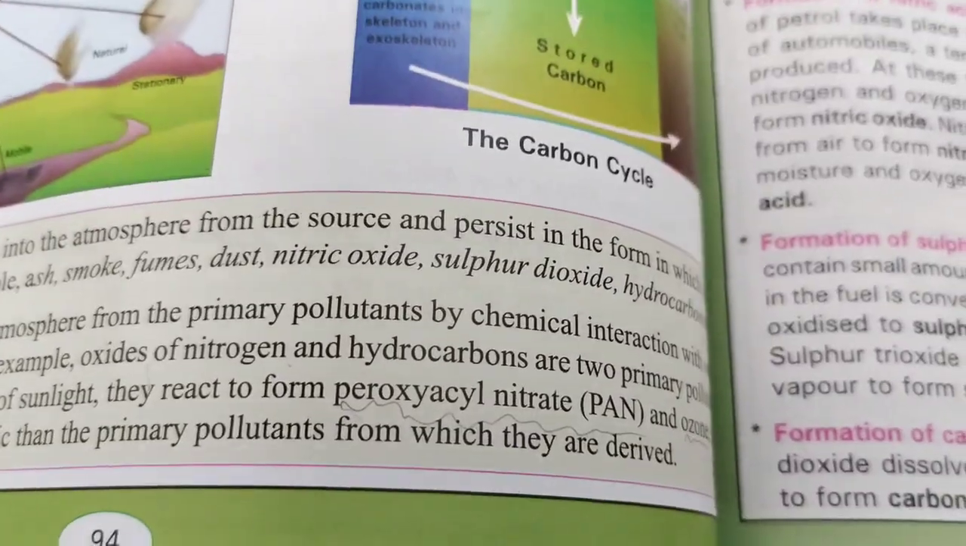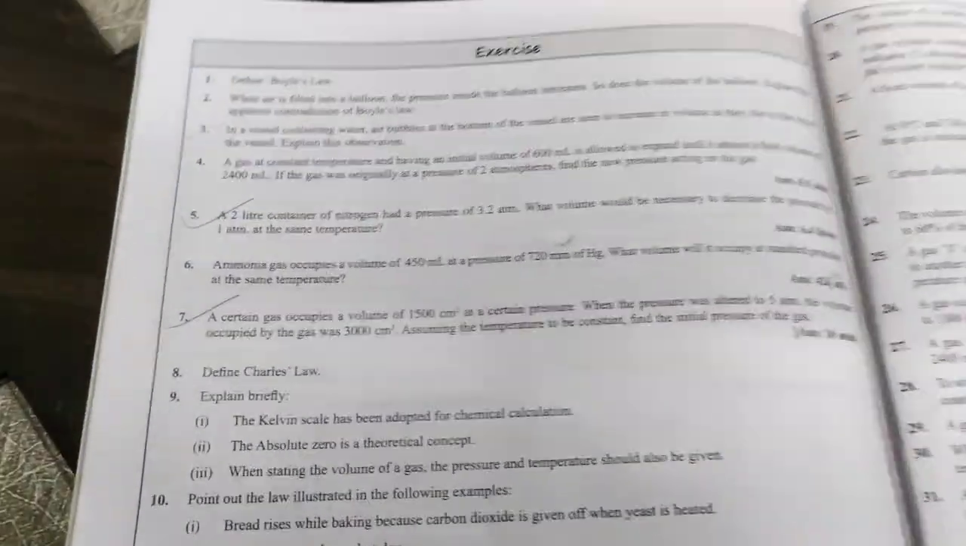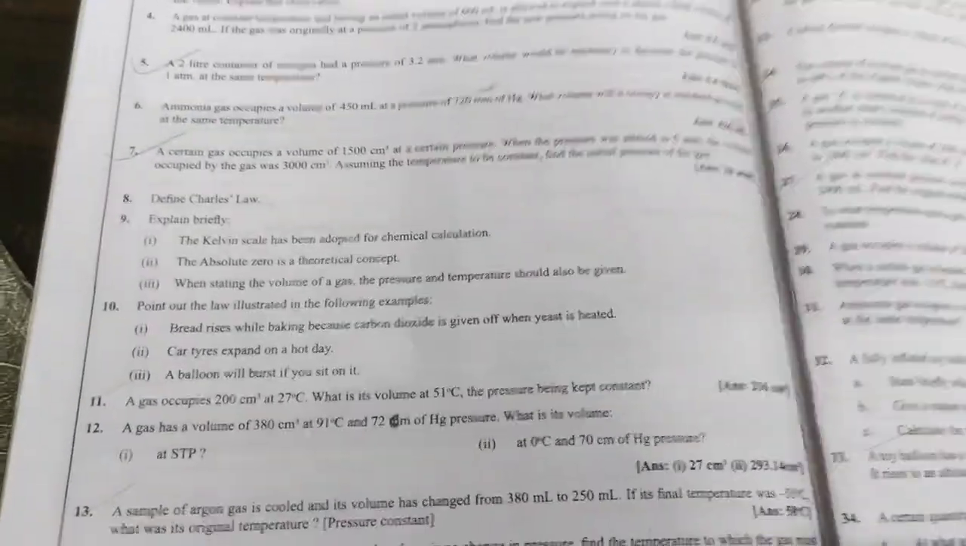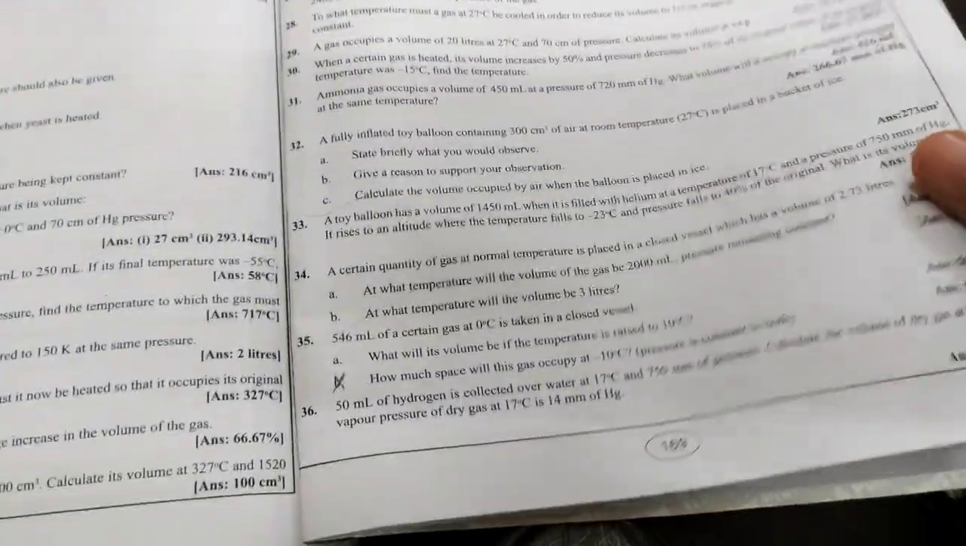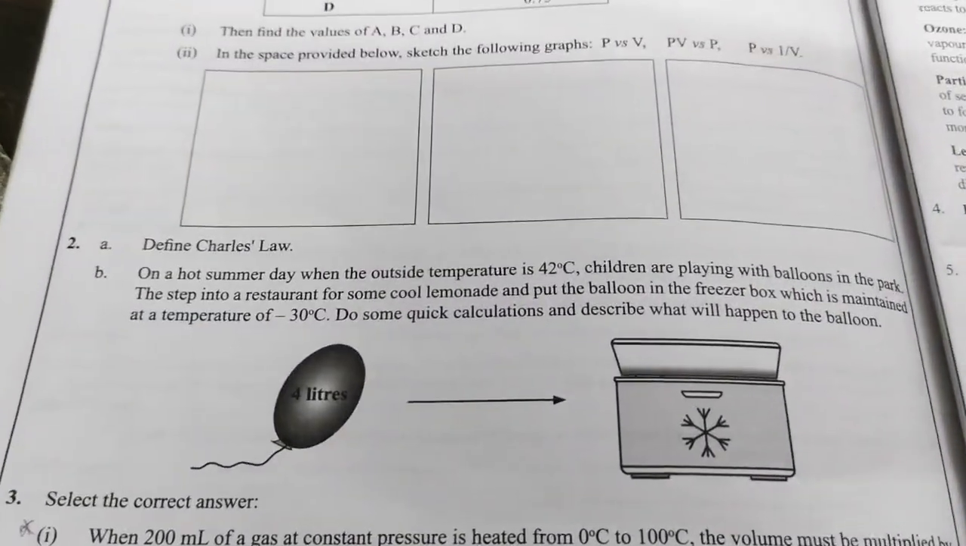Chapter review has to be solved. Page 166 has solved examples, even page 167 has solved examples. You have to practice them whenever you are given homework. Then we have the exercise. Theory questions, you just have to mark the answers. Numericals have to be solved. Self-evaluation test also needs to be solved whenever you get that homework.